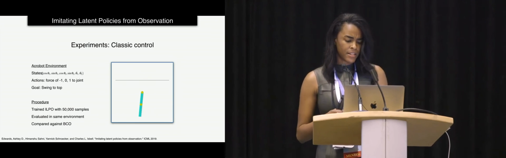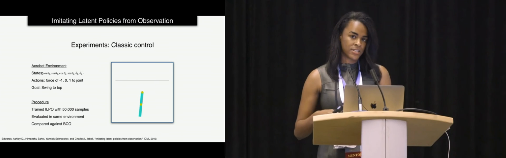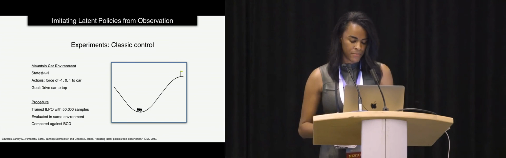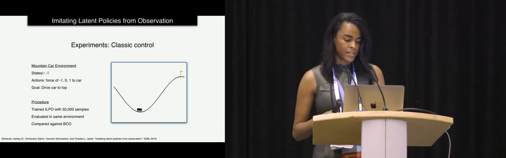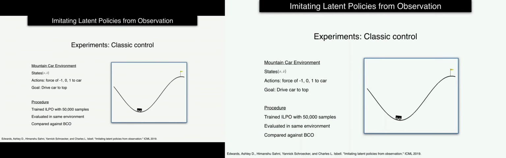The next environment that we tried this in was Acrobot, where you have this thing trying to swing to the top of the screen, or this line, I guess. And again, it basically is trying to figure out which actions to take by applying different forces to its joint. And we, again, compared against behavioral cloning from observation. And finally, we tried this in something called mountain car, where an agent just has to learn how to drive a car up to the top of a mountain by swinging itself back and forth until it gains enough momentum.